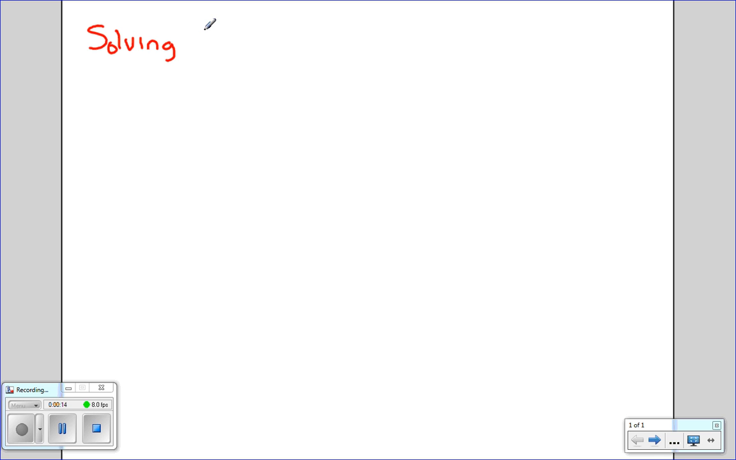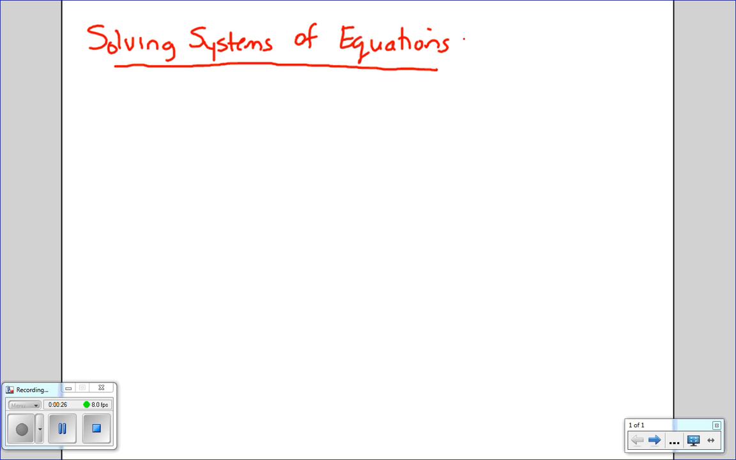Okay, solving systems of equations. Now this may not be something you've done a lot of in your algebra class, but it's something that we continually do throughout the year in geometry K level especially, and it'll really get you ready for algebra 2 as well. So we're going to start off with two equations.